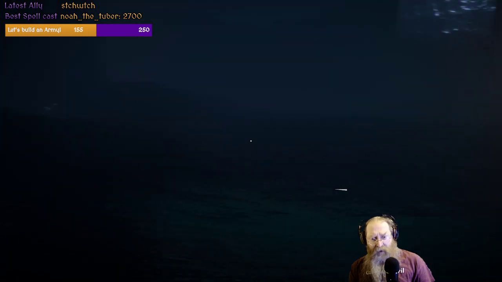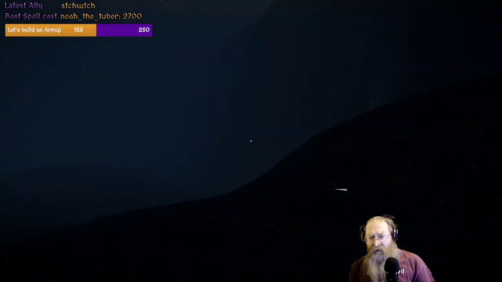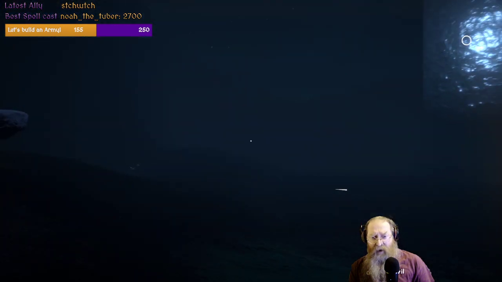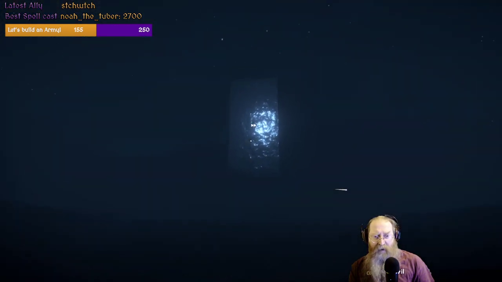It's that boulder again. We're creeping along a dark valley on an unknown island in the middle of the ocean.